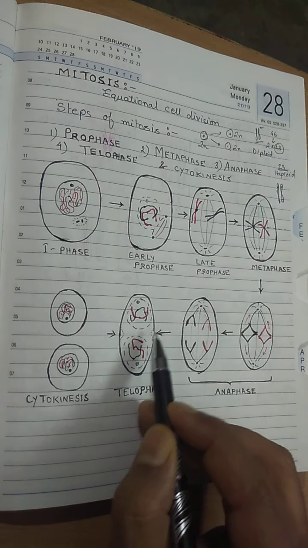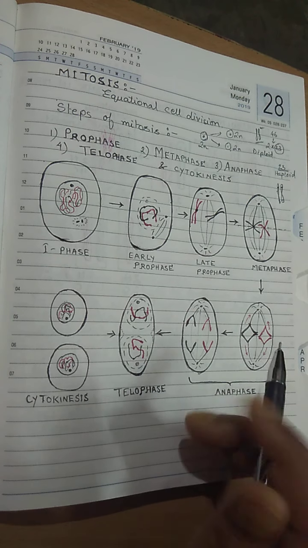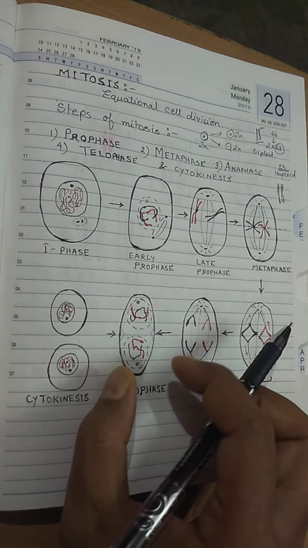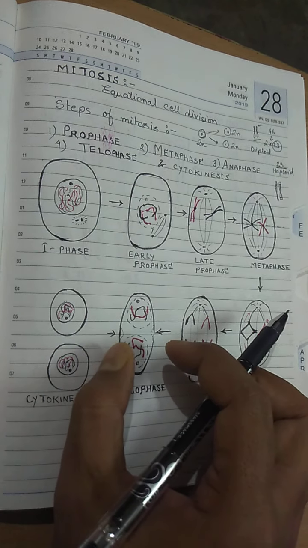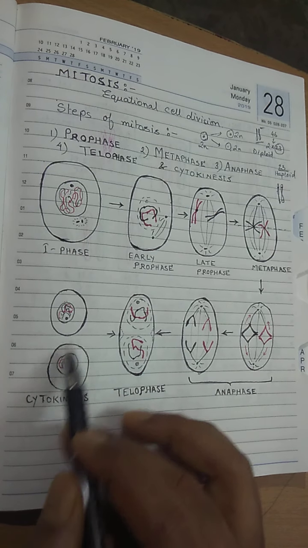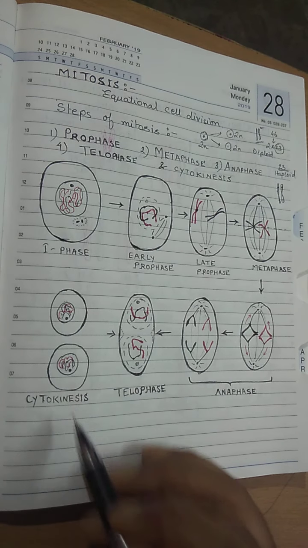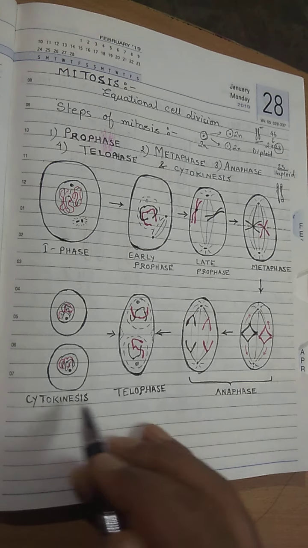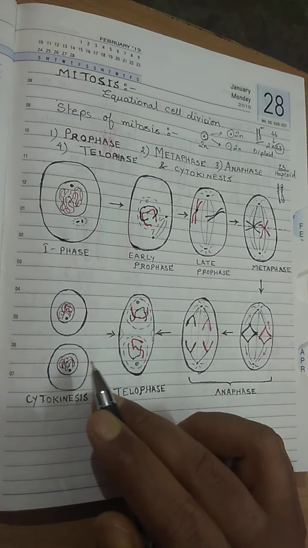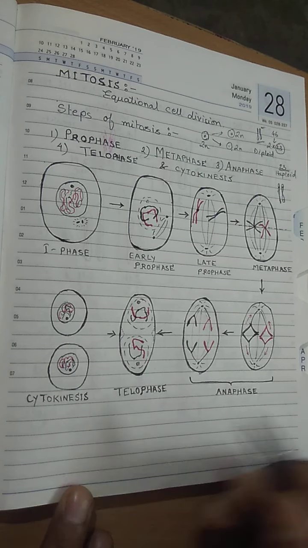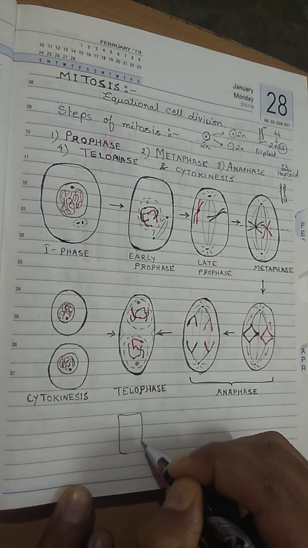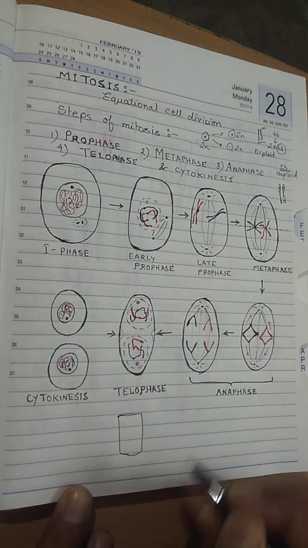There will be development of a furrow, and this furrow will go on, the cleavage will deepen, and as the cleavage deepens, slowly the cell membrane will separate and we will get two separate cells. That is what happens in cytokinesis. Now there is a slight difference between cytokinesis of an animal cell and a plant cell. In a plant cell, suppose there is a cell which will divide to form two other cells.